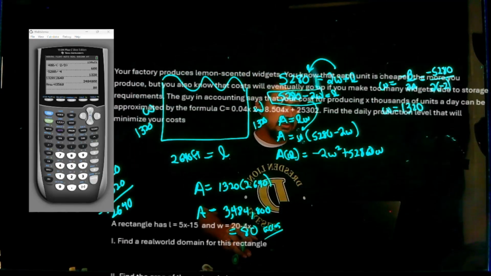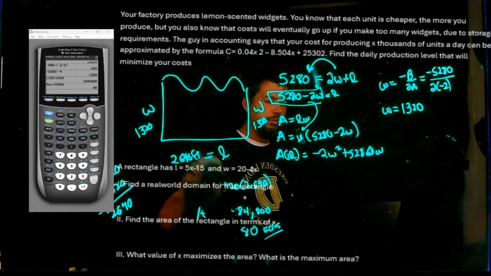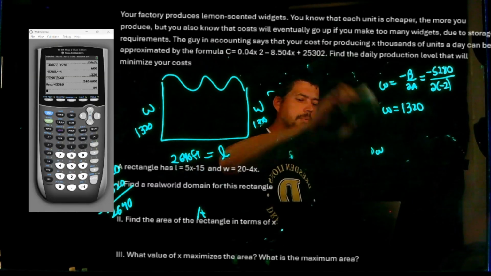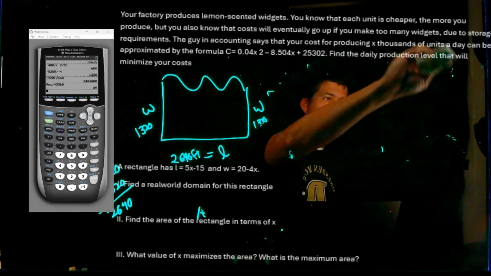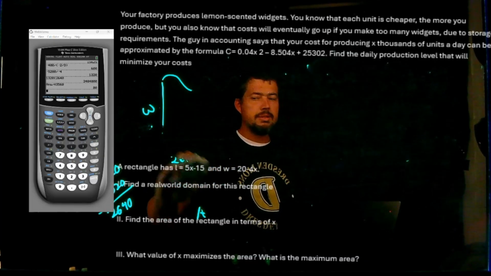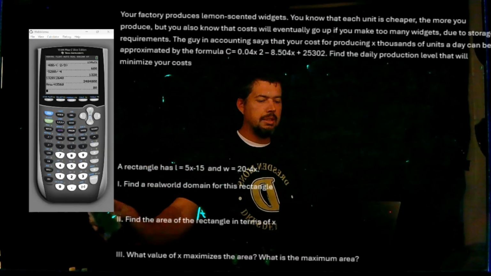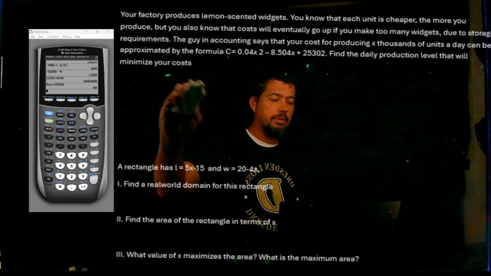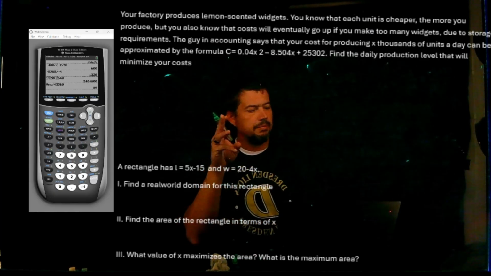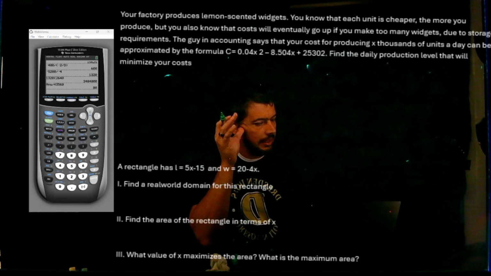All right, so your factory produces lemon-scented widgets. You know that each unit is cheaper the more you produce, but you also know the cost will eventually go up if you make too many widgets due to storage requirements. The guy in accounting says that your cost for producing x thousands of units a day can be approximated by the formula cost is 0.04x squared minus 8.504x plus 25,302. Find the daily production level that will minimize your costs.